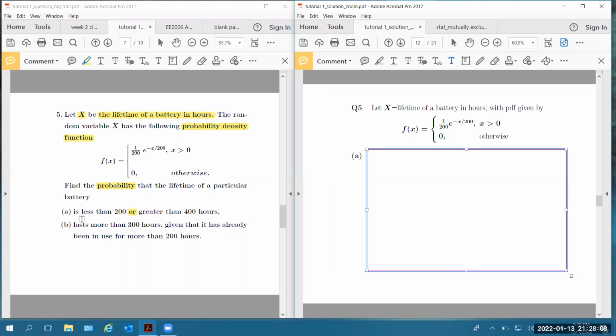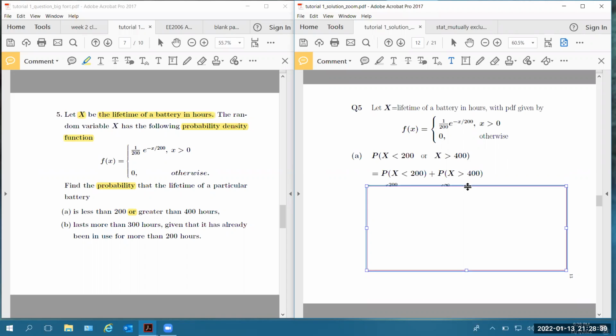So first of all, we want to interpret what this probability is. Probability that X is less than 200 or X is greater than 400. Okay, so let's go and write this down. So basically it's like that, right? Probability that X less than 200 or X more than 400. Is it okay? I think okay. And then now this word here is or. Now we know that or in our probability.